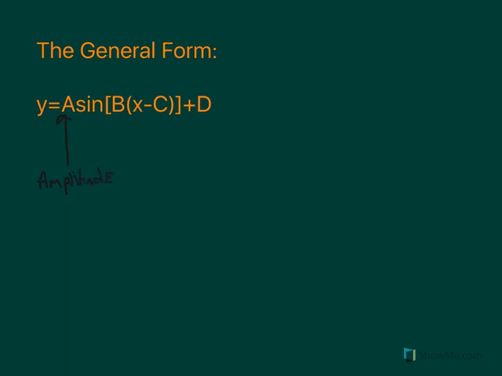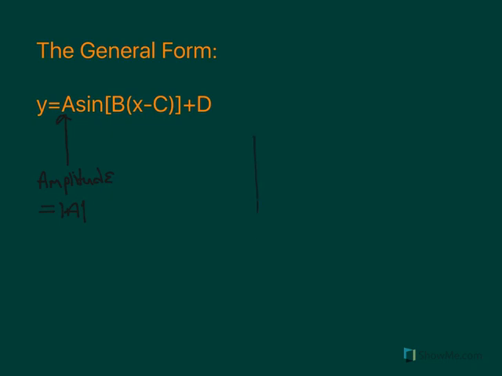And one thing that you need to watch out for is that the amplitude is always going to equal the absolute value of the A value, and it is going to basically be the height measured from the midline of the curve. So it's the height from the center of the graph.